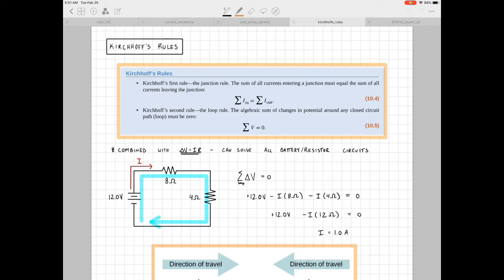So to start, I've just got Kirchhoff's laws or rules listed here directly from the textbook. We've been using them for the last few days now, so this isn't anything new. The Kirchhoff's rules are the junction rule, current in equals current out of a junction, and the voltage increases and decreases when you go around a loop add up to 0.